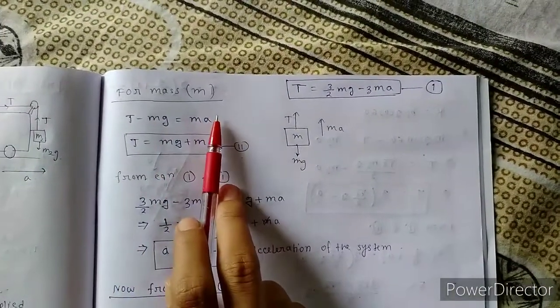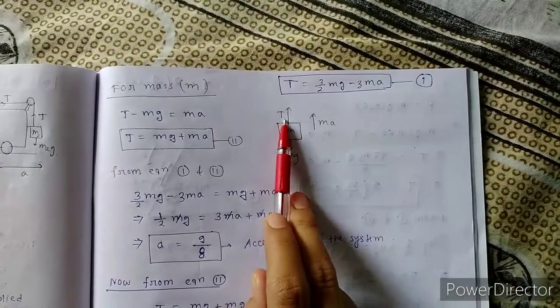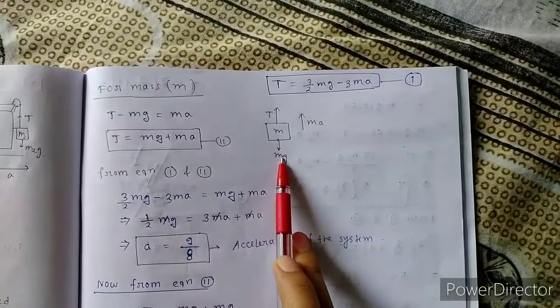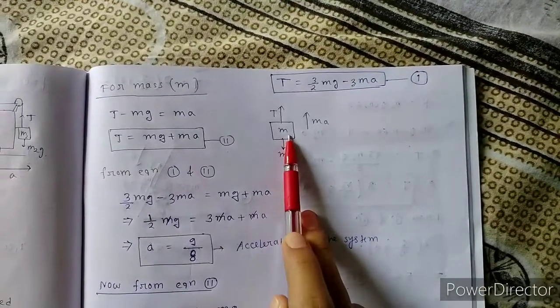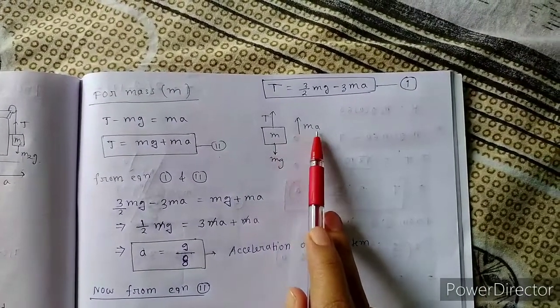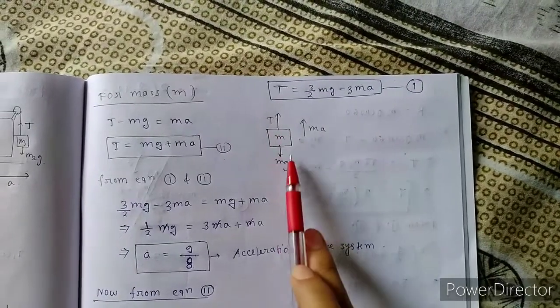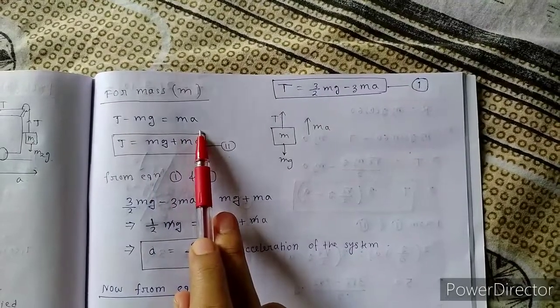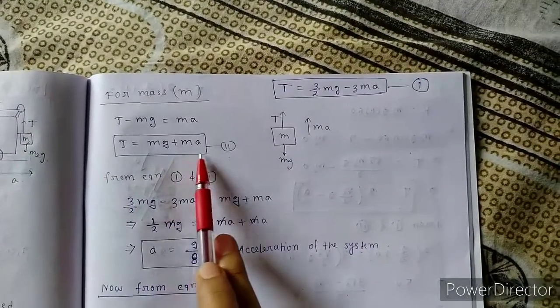Now for the mass m. Here the tension T acts in the upward direction and mg acts in the downward direction. As the mass m is moving upward with acceleration a, T is greater than mg. So we get T minus mg equals ma. So T equals mg plus ma.